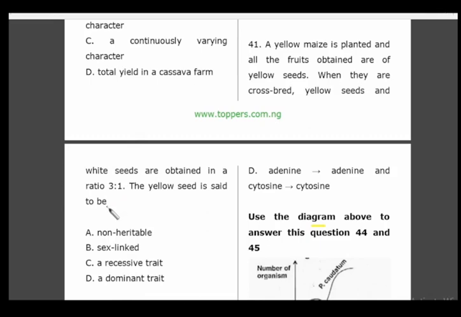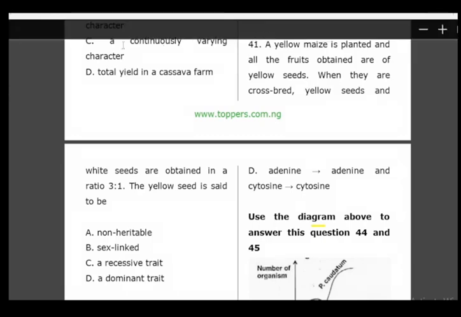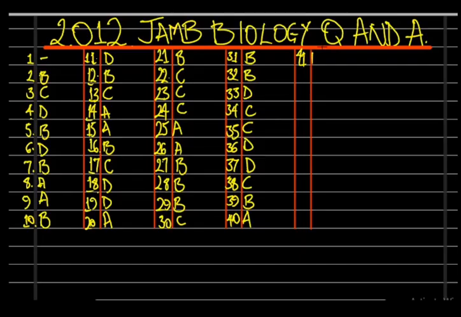We have two types of traits. We have the dominant trait, which is the trait that is always expressed in a particular gene, and then we have the recessive trait, the one that is not expressed because the dominant trait overshadows or masks the recessive trait. So the recessive trait is there in the gene, but it is not outwardly expressed. It is only the dominant trait that is outwardly expressed. So that is the answer to this particular 41st question. Dominant trait. D is our answer.